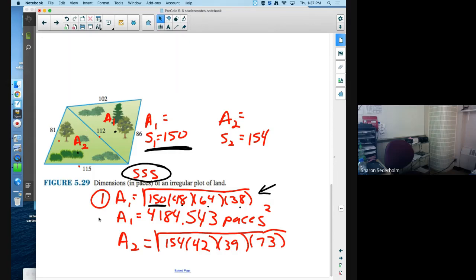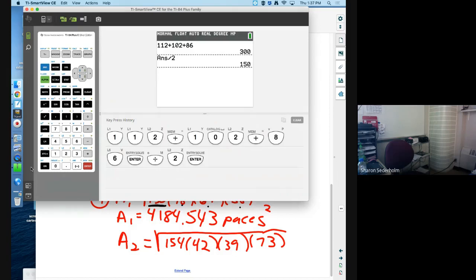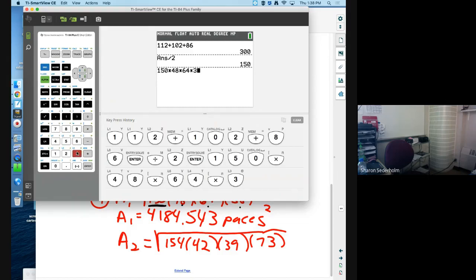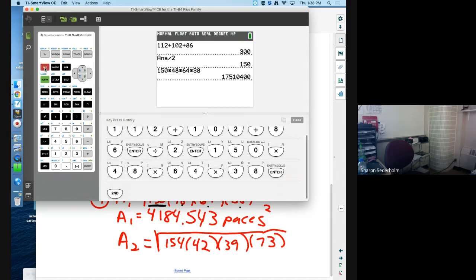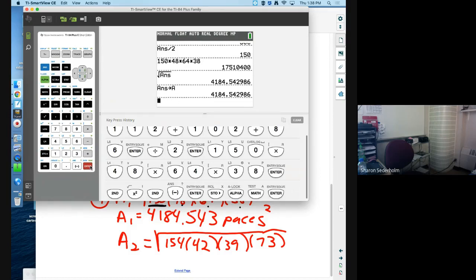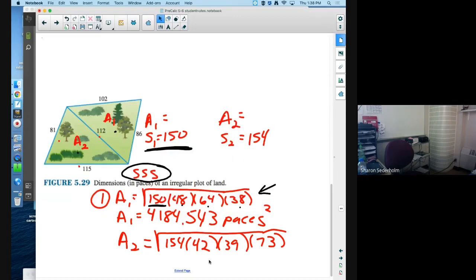And then we pop that into the calculator. So we had 150 times 48 times 64 times 38, then the square root of that answer. I'm probably going to need this later, so I better store it. Store alpha A. 4,184.543, but this is in square paces. That's really important because, like I said, most of this is about conversions here.